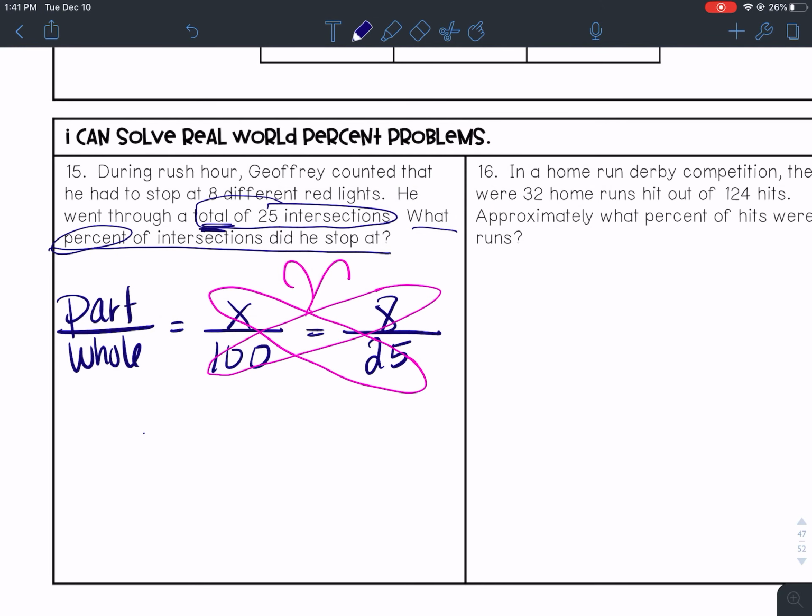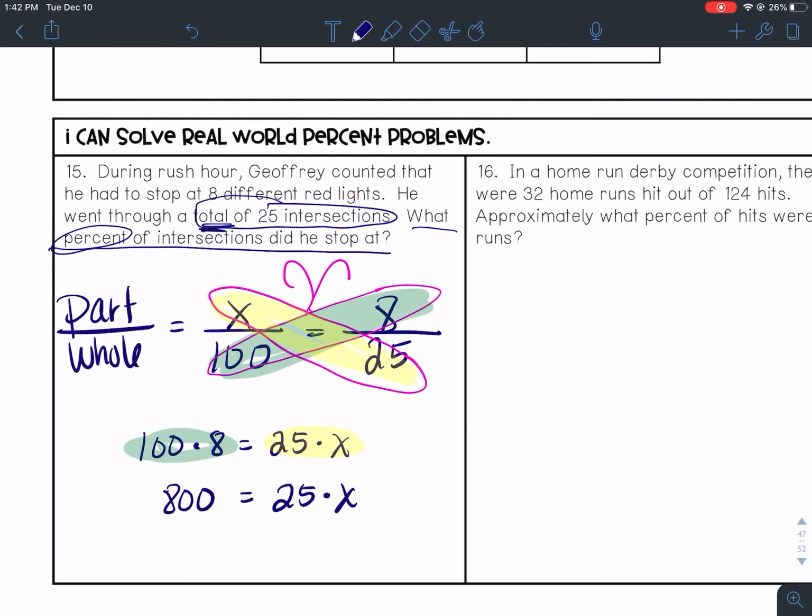Okay, so I have 100 times 8 equals 25 times X. I get that from this, and this comes from this. If you guys want to use your different highlighters, I'm okay with that. Tomorrow I'll lend you guys highlighters if you need to. Okay, 100 times 8 is 800, which is equal to 25 times X. So 25 times some number is going to give me 800. So I need to work backwards.